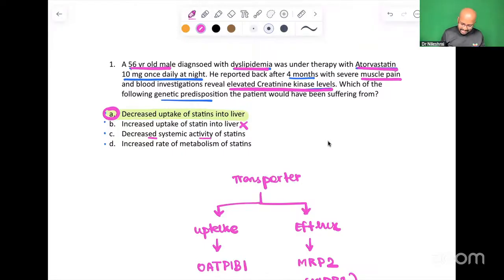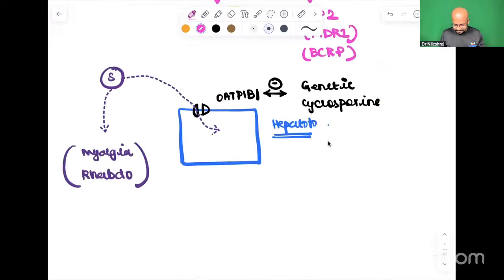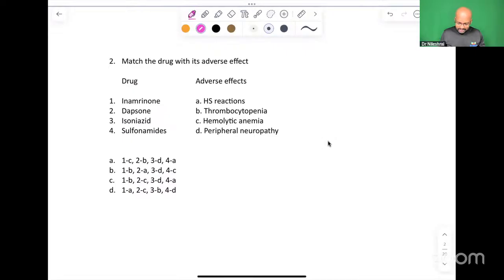Decreased systemic activity of statins, no, because more systemic activity of statins is the reason for myalgia or rhabdomyolysis. Increased rate of metabolism of statins, no, if statins are quickly getting metabolized, the patients will not land up in rhabdomyolysis. So the answer for this question is option A, guys. Good. We'll move to the next question.